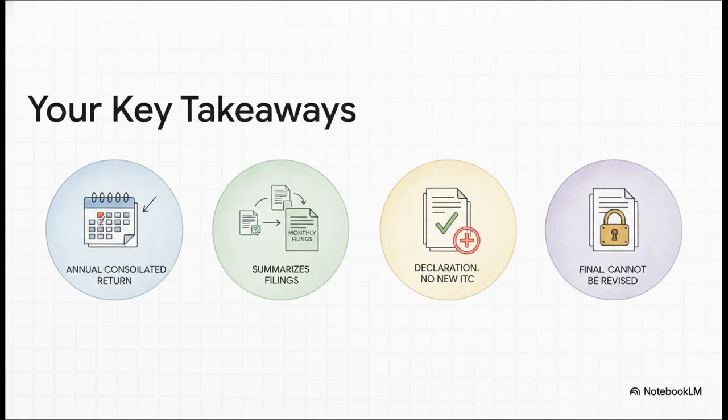Wow. Okay, that was a whirlwind, I know. So if you just remember 4 things from today, let them be these. 1. GSTR-9 is your annual GST summary. 2. It's a recap of your monthly filings. 3. You can't use it to claim new credits. And 4. Once it is filed, it is final.